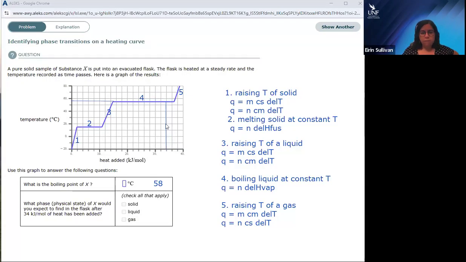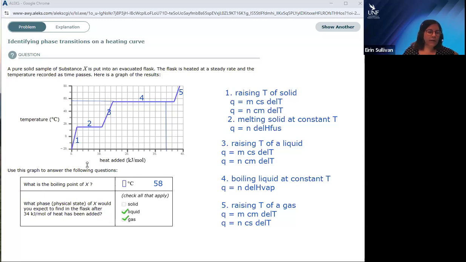So if you find yourself actually on a phase transition, what does that mean? That means that you have made quite a bit of gas, right? But there is still some liquid remaining. So in this case, it says check all that apply. So I would go ahead and check both the liquid and gas boxes for this particular point.